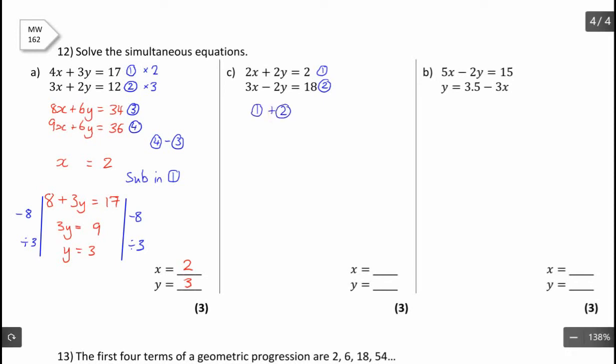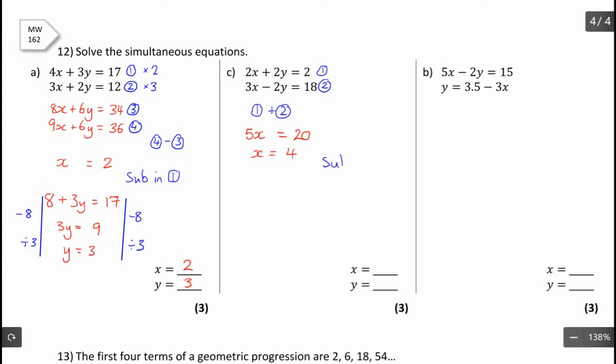I'm going to do equation 1 plus equation 2, because that's how I will eliminate the y's, when one is positive and one is negative. So 2x plus 3x will give me 5x. 2y plus negative 2y will give me 0, and 18 plus 2 will give me 20. If I divide both sides of that by 5, I'm going to get x equals 4.